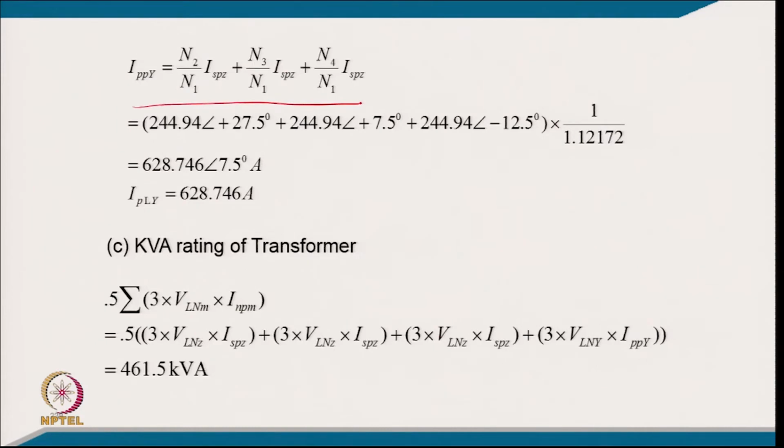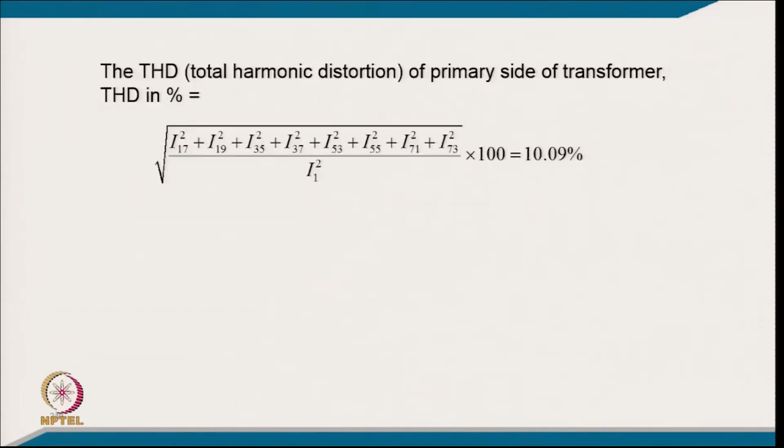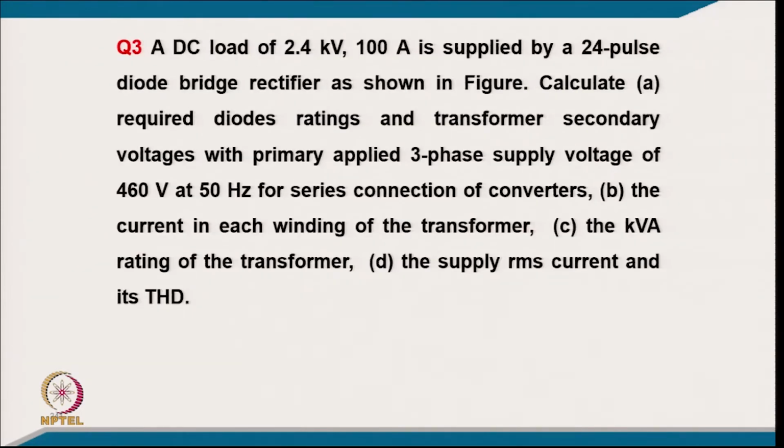So, you can find out the primary current from all these 3 currents with the proper respective of their phase angle, and you get the primary current this much. Now, you have to find out a kVA rating. So, that is 3 times your voltage rating of winding, current rating of the winding, and you multiply it and put all the values. So, you will get the kVA rating of the transformer 461.5 kVA, and total harmonic distortion of the primary current, if you get all the harmonics from that current waveform which are shown there, you get around 10.09%.